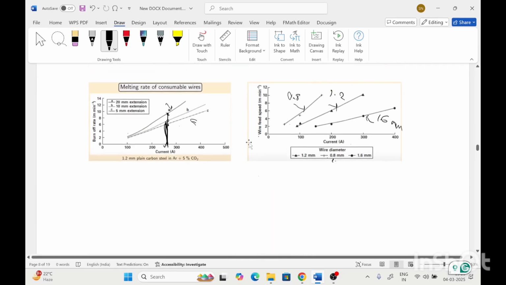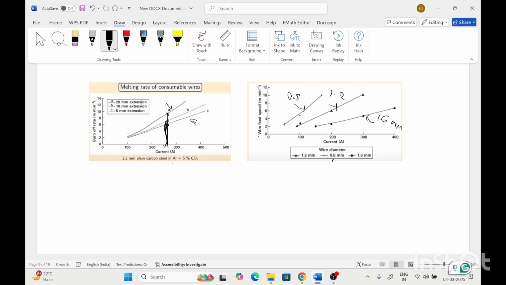So next, these two graphs are explained. The first graph is for the melting rate versus current for different stick out lengths, and the second graph is for wire feed speed versus current for different wire radius or wire diameter. For the first graph, this graph is plotted for a 1.2 mm plain carbon steel in an argon plus 5% CO2 atmosphere.